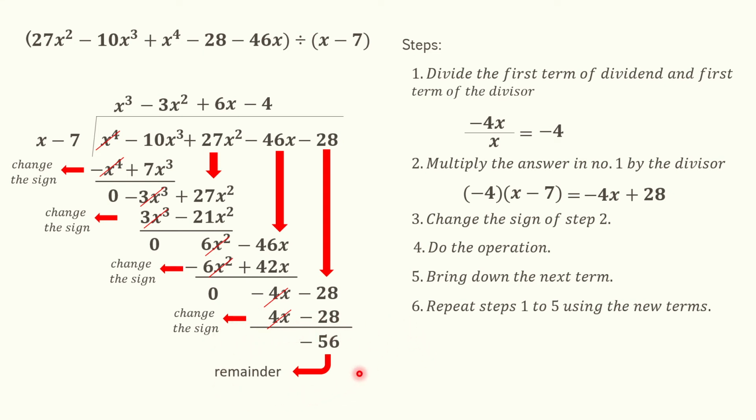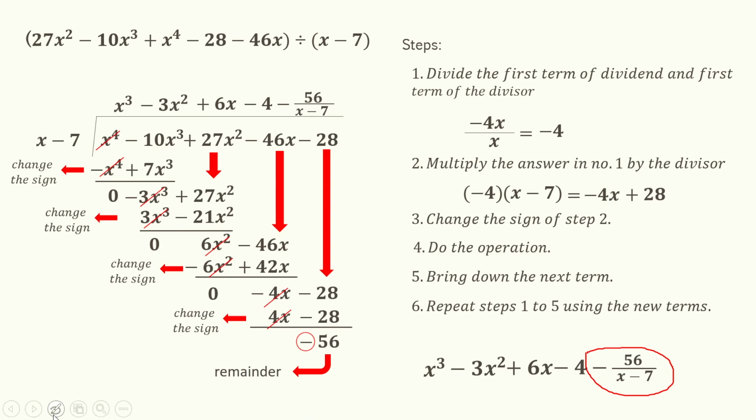Anong gagawin natin sa remainder? Tingnan nyo yung sign ng remainder natin. Negative. If that is negative, yun ilalagay nyo dito. Idudugtong natin. So, minus, then you write the 56, and you divide that one sa divisor. So, this will be now our answer. X cubed minus 3x squared plus 6x minus 4 minus 56 over x minus 7. And this is ito yung part na meron tayong remainder. Ito yung remainder part. Okay? So, ganyan lang pag may remainder.